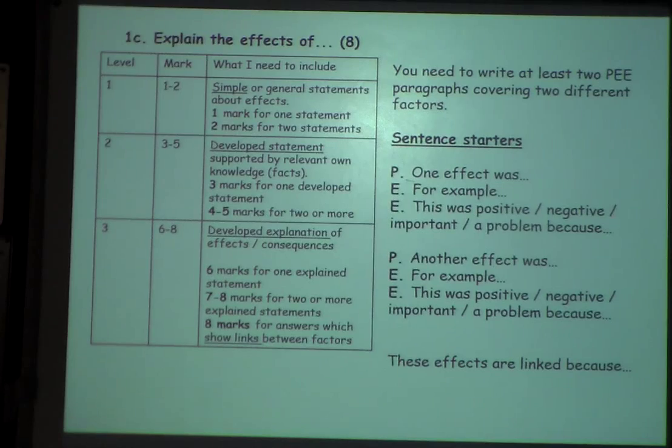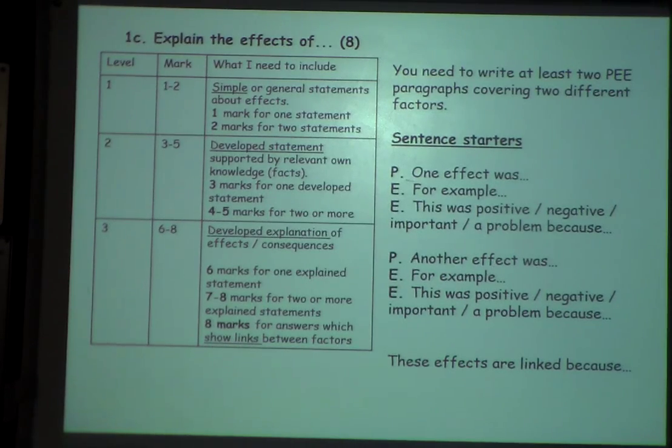For question 1c, it's going to start explain the effects of. You have got to focus on effects, and you will be writing P paragraphs. You don't need to write about the event itself, just the effects. So if you look at the sentence starters there, you can see your structure is: one effect was, for example, provide some supporting factual details. This was positive, negative, important, a problem, because, and the because is a vital component there. You have got to explain the effect.